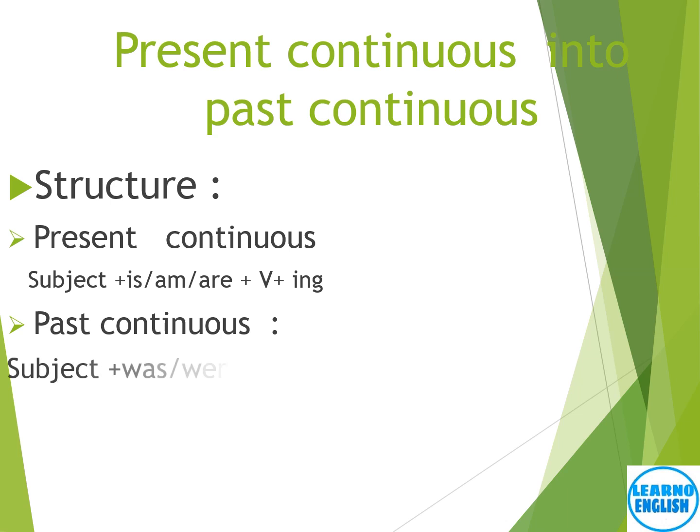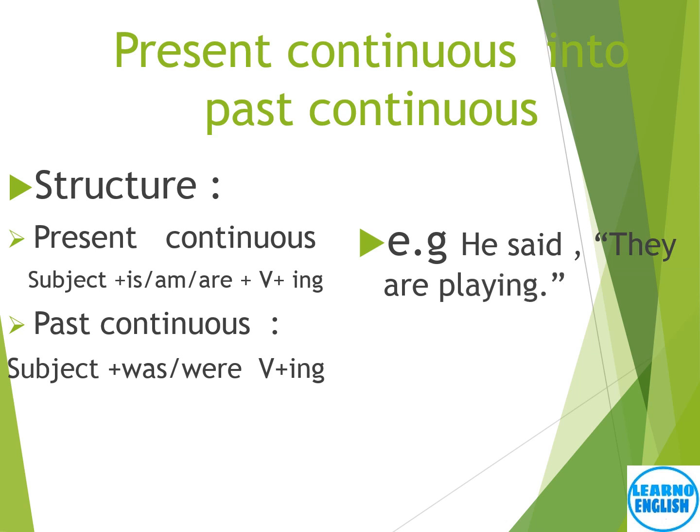Now, when we are going to change it into past, what will happen? Subject will remain the same. Then, in place of is or am, we will use was. Is and am are singular. That is why we will use was here. Are is plural, so we will use were in place of are, and the rest is the same. Let me explain it with the help of an example. He said they are playing.